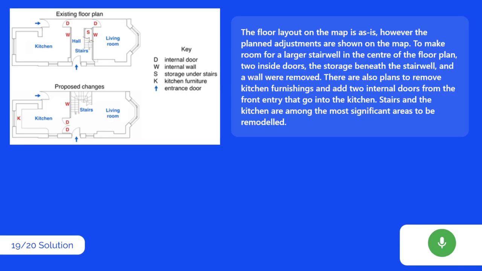The floor layout on the map is as is, however the planned adjustments are shown on the map. To make room for a larger stairwell in the center of the floor plan, two inside doors, the storage beneath the stairwell, and a wall were removed. There are also plans to remove kitchen furnishings and add two internal doors from the front entry that go into the kitchen. Stairs and the kitchen are among the most significant areas to be remodeled.